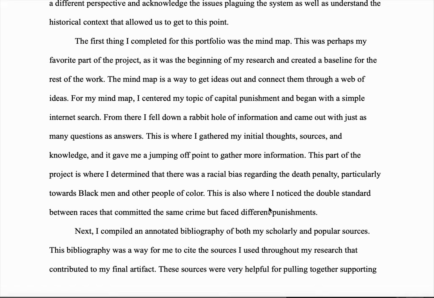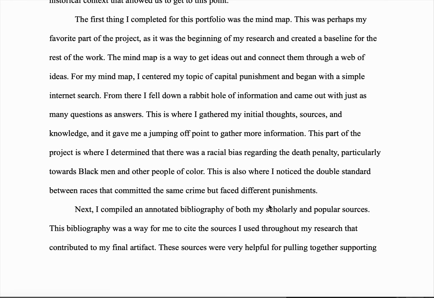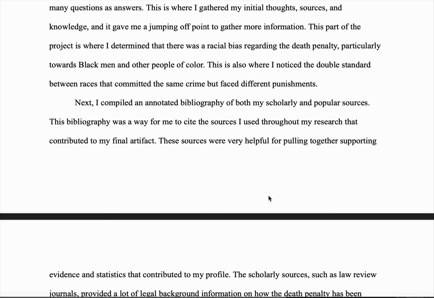This is where I gathered my initial thoughts, sources, and knowledge, and it gave me a jumping off point to gather more information. This part of the project is where I determined that there was a racial bias regarding the death penalty, particularly towards black men and other people of color. This is also where I noticed the double standard between races that committed the same crime but faced different punishments.